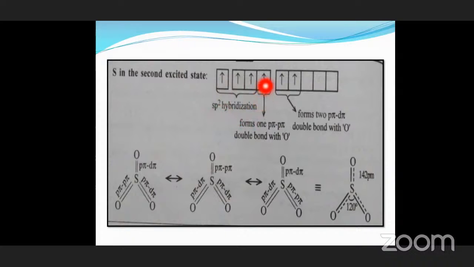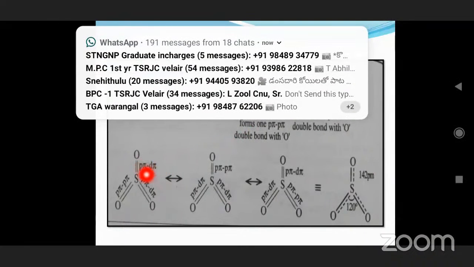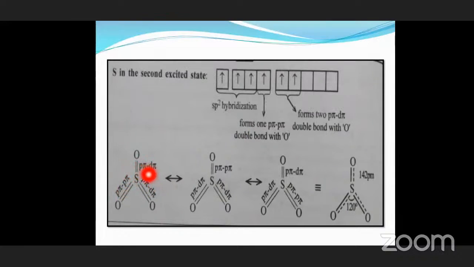What about the remaining electrons? This electron is responsible for the formation of a pi bond. This electron is also responsible for another pi bond, and this one for another pi bond. How many pi bonds are available? 1, 2, 3. Three pi bonds are available around this sulfur. These 3 electrons are responsible for the formation of the 3 pi bonds in sulfur trioxide. This is about the resonance structures of sulfur trioxide.